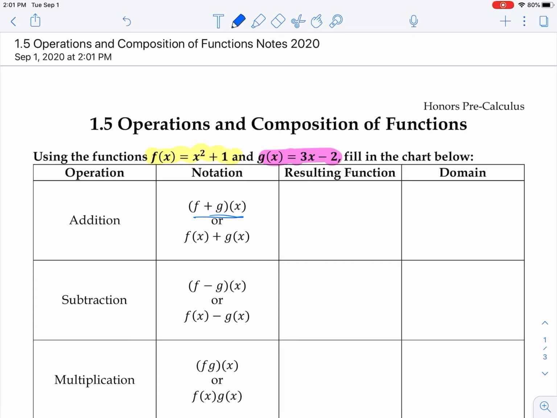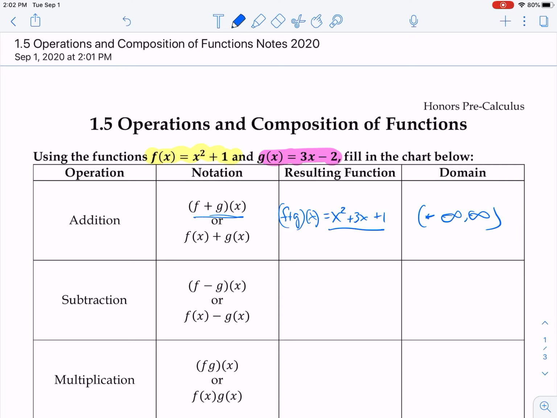I put them in order from big to little, so that f plus g of x is equal to x squared plus 3x. And then I have a plus 1 and a minus 2, so that's a minus 1. The domain of this is a parabola, so your domain is going to be all reals.